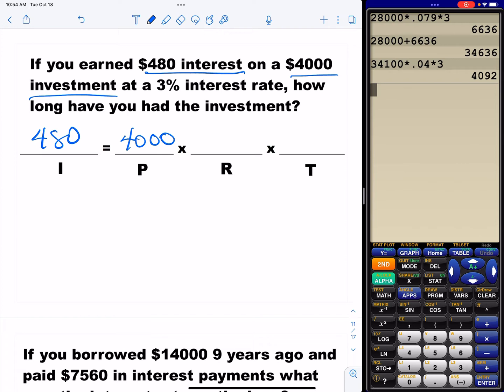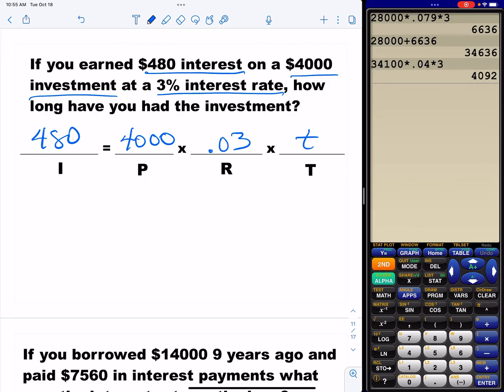If I asked you what is the balance of this account, the balance would actually be the principal and the interest combined, which is $4,480. That's how much is actually in the account after the time frame, whatever that happens to be. And we've got an interest rate of 3%, so I'm going to convert that to a decimal. And what I don't know is my time.